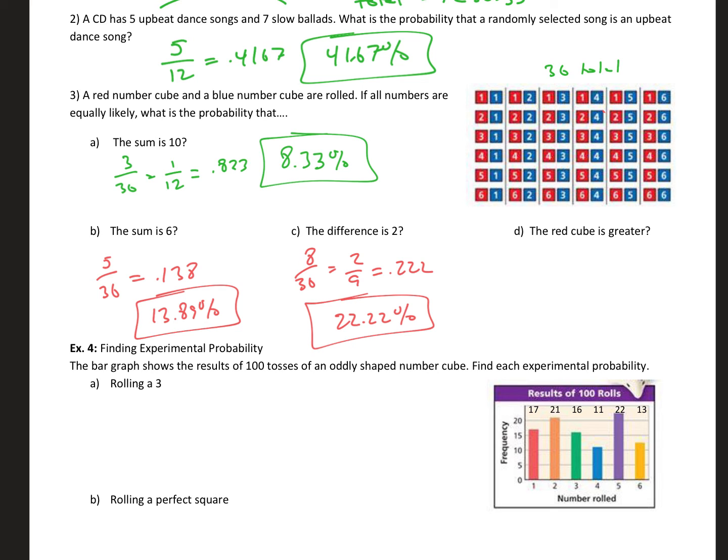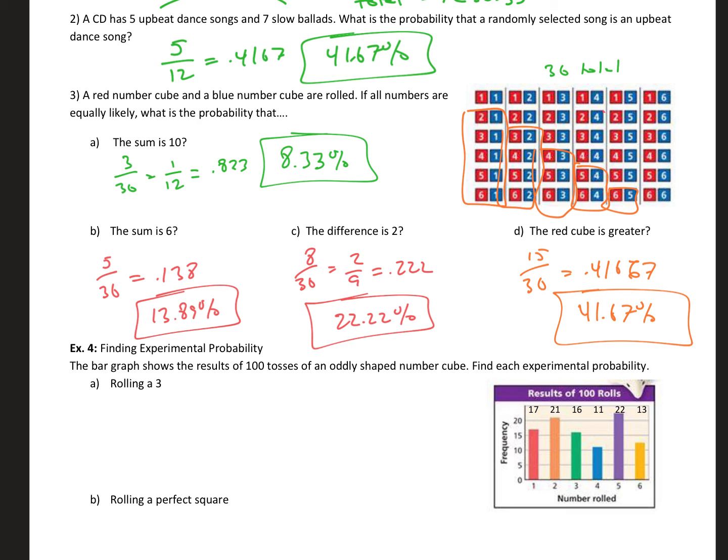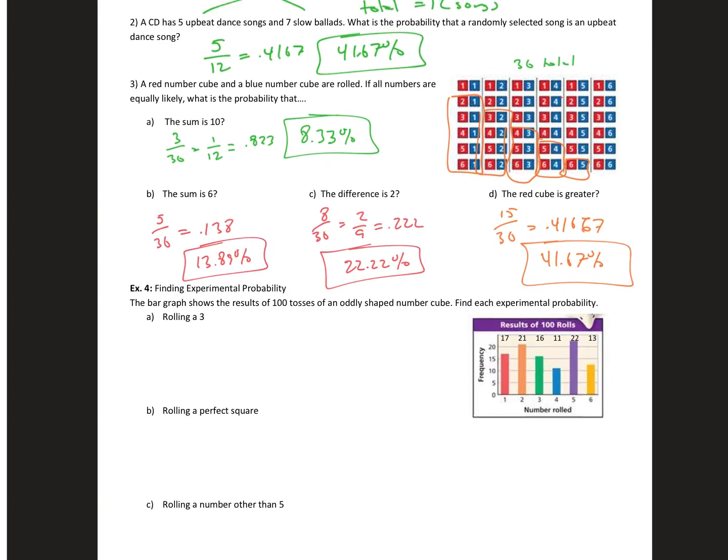All right, last one. Let's do blue. No, let's do orange. The red cube is greater than the blue cube. So where are the red cubes greater than the blue cube? So here, here, here, here, and here. So how many do I got here? That's 5, 11, 12, 13, 14, 15 out of your 36. So that gives me 0.4167, so 41.67%. Cool. All right, so that's your probability.